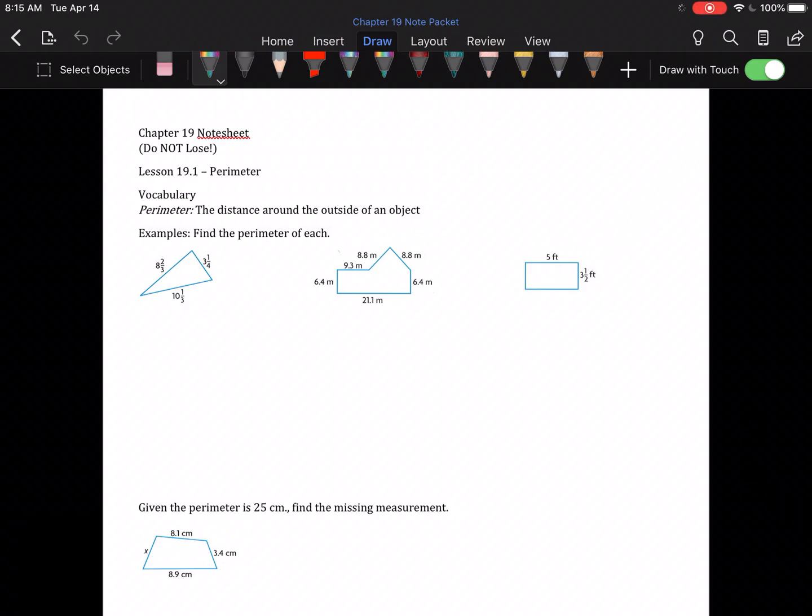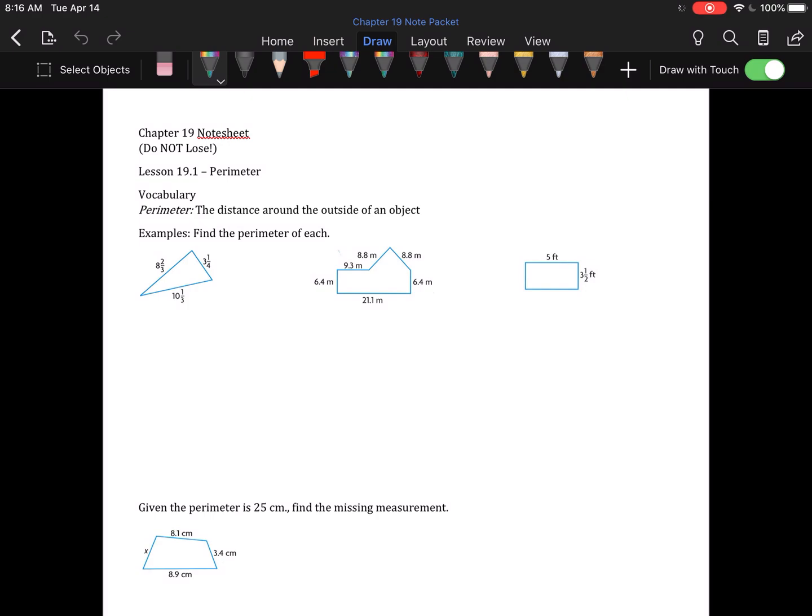Alright, so chapter 19 is really short. It is 2 lessons. One on perimeter, which you know how to do, and one on finding the circumference of a circle. So for perimeter, it is the total distance around the outside of an object. Very simple. All we're going to do is add up all 3 sides of a triangle, or 4 sides of a quadrilateral, or however many sides the shape has.